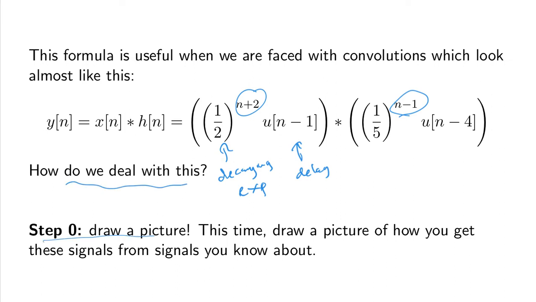Obviously step 0 is to draw a picture, always draw a picture. This time you want to draw a picture of how you get these signals from signals that you know about. Like, you know how to get alpha to the n u of n, right? You know what to do with that one. But how do you get something that looks like this out of something that looks like this? How do I process this signal here to get something that looks like this signal here?